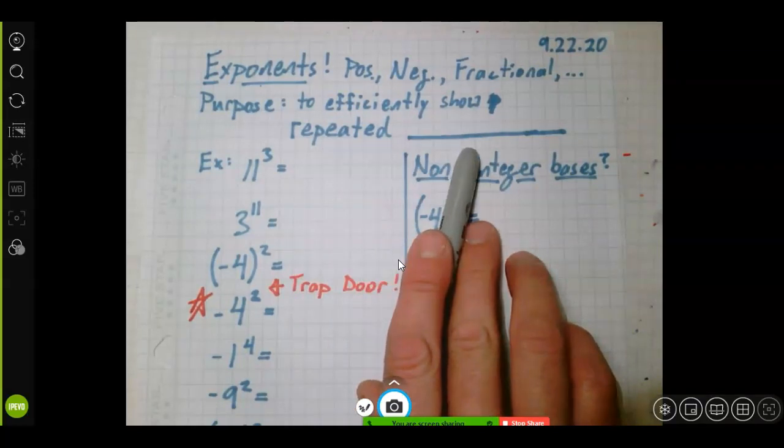Close. So the first operations that we learn in math are addition and subtraction, right? How does multiplication relate to addition? Well, multiplication, sorry, go ahead.